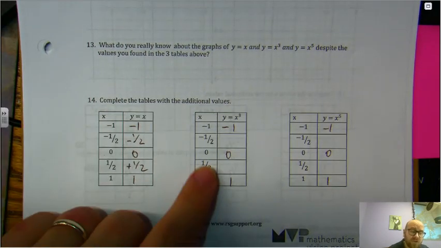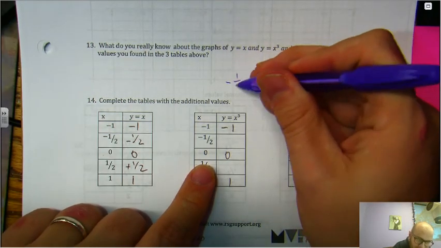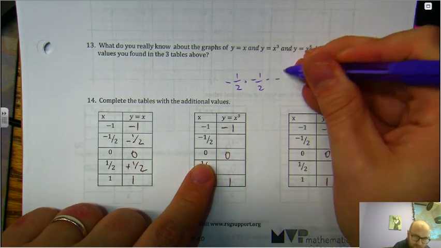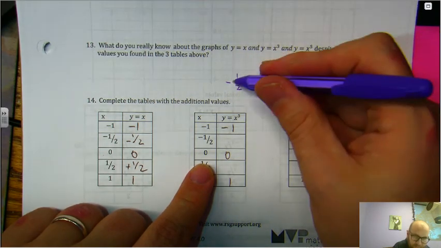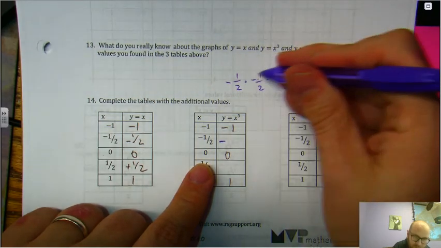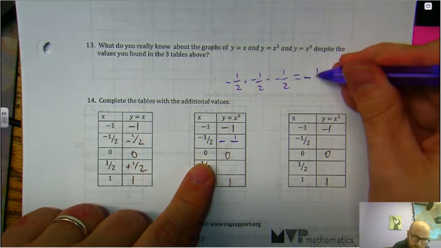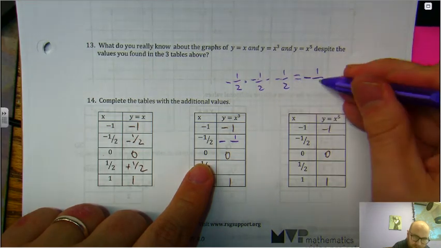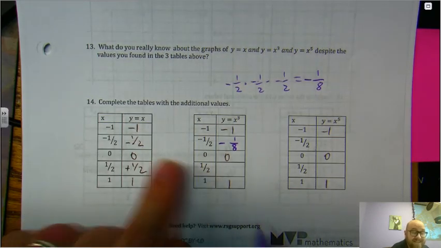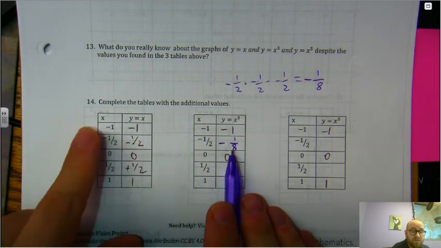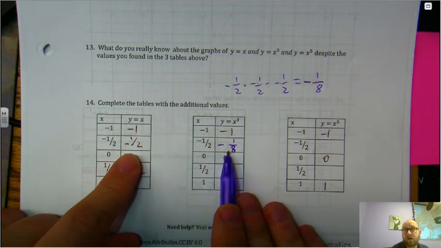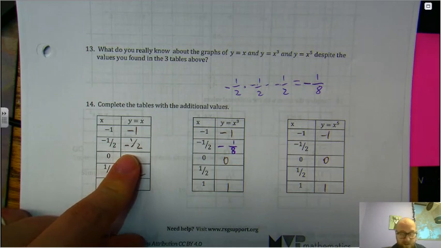But let's look at it cubed, right? Negative 1 half cubed, so times negative 1 half times negative 1 half. Well, that's going to be negative, positive, negative, a negative number. 1 times 1 times 1, 1 over 2 times 2 times 2 is 8. Cool. Okay, so it's different in between. So even though negative 1, 0, and 1 are the same, in between there, we're going to have different values. That slope is going to be slightly different.